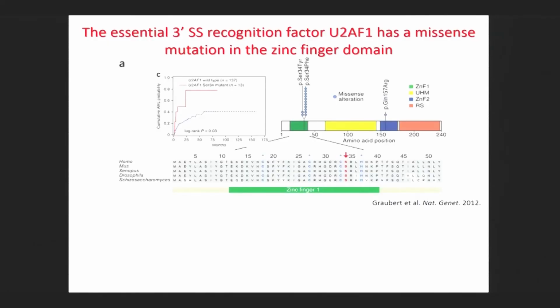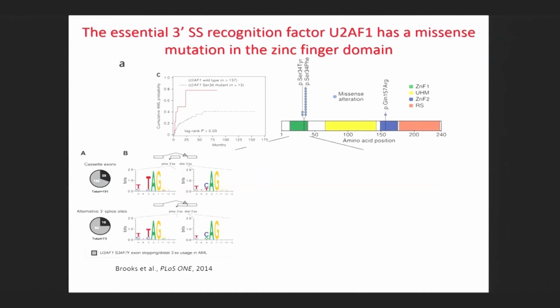And to bear that out, work from Tim Graubert, who is here in Boston now, showed that patients who had this mutation had a much worse prognosis of progressing from MDS, myelodysplasia, to AML. And that's what this data is here.